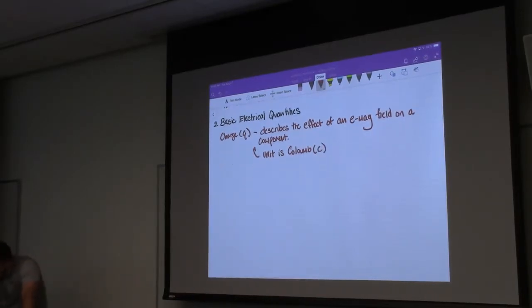Okay, the next one we're going to talk about is current, which we're going to be describing with a lowercase i. And so this is the rate of change in charge. Mathematically, we can say that i of t is equal to dq(t)/dt. All right? Direction is important.